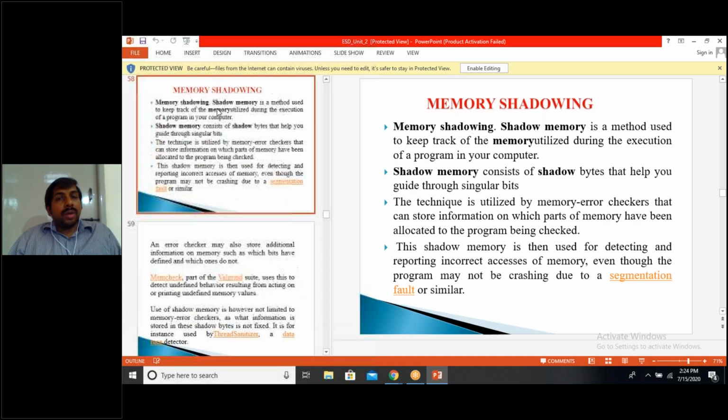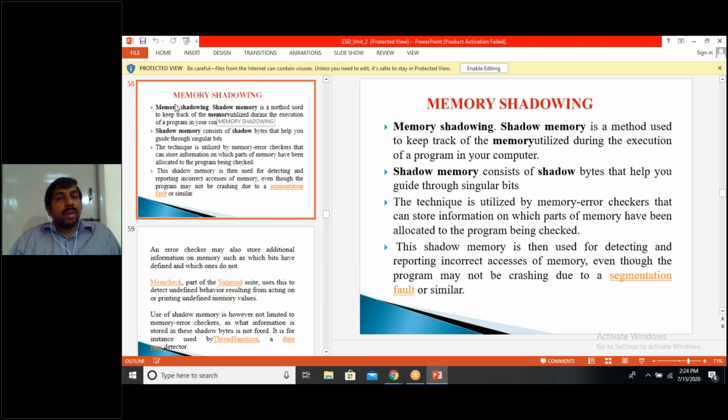So what is memory shadowing? Memory shadowing is a method used to keep track of memory utilized during the execution of a program in your computer. If you want to utilize memory, you can do segmentation. You may have only 64 KB of memory, but you want to use it as 1 GB by using segmentation. So you can use virtual address techniques. In such a case, you can keep track of the memory utilized, and use those portions of memory which are not frequently required.